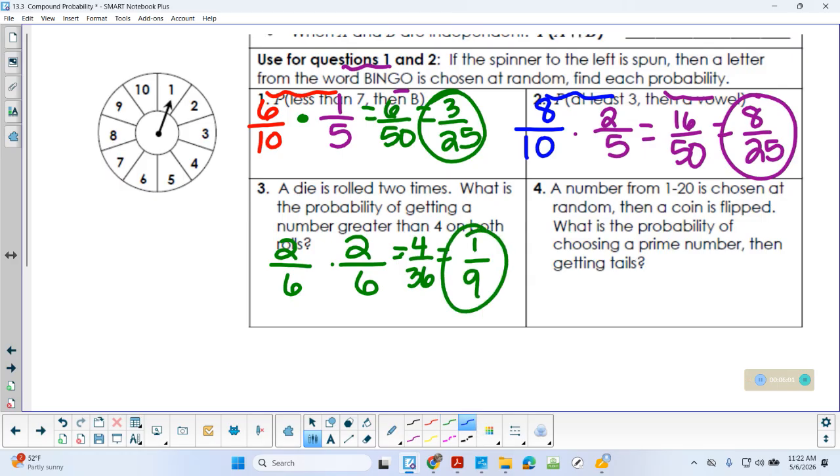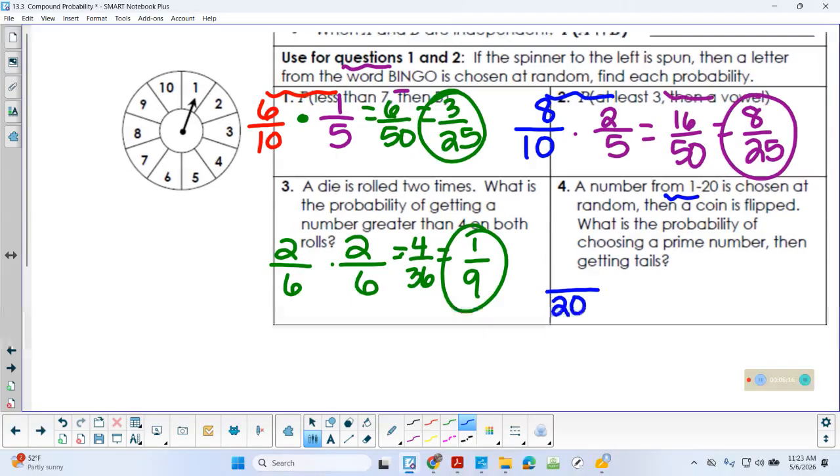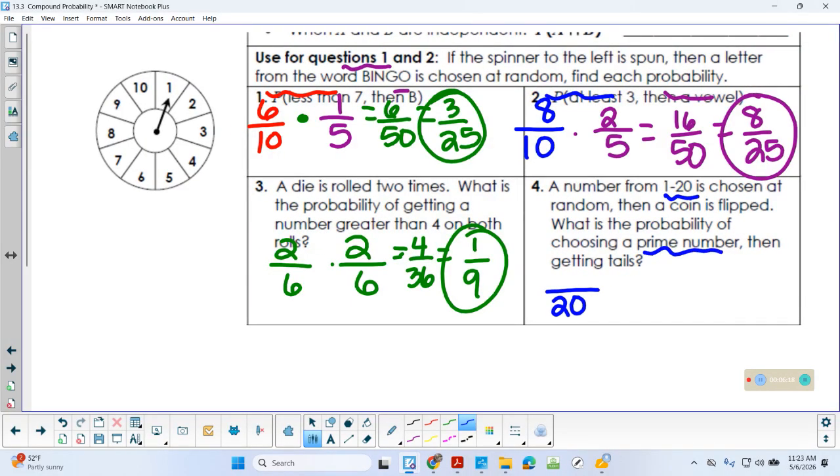Okay. Oh boy. A number from 1 through 20, that's a lot of numbers, guys, is chosen at random. So let's do this number part first. Now, 1 through 20, 20 numbers. Okay, I'm going to do the coin in a minute. Prime number. Now, we've seen prime numbers a lot here. I'm going to list them on the bottom, 1 through 20. I'm going to start with 1. Is 1 prime? No, 1's not considered prime because it's just a single number.